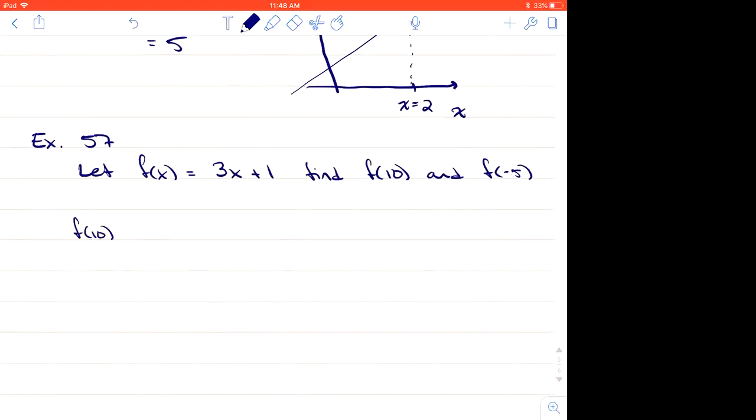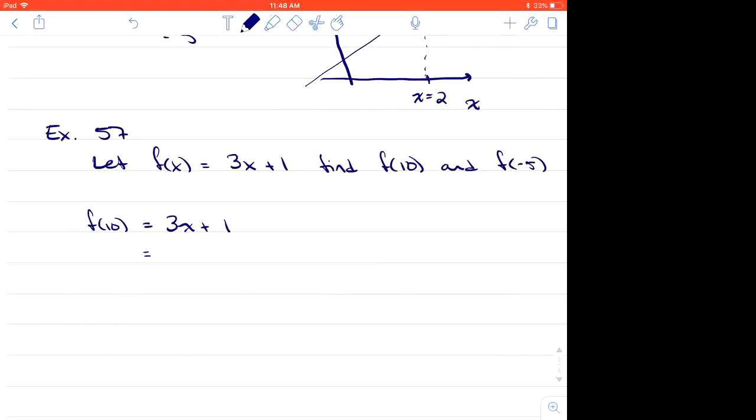F of 10 is going to be, I'll start out with 3x plus 1. I like to always start out with the plain equation and then I plug in my values after. So 3, and I know that x has to be 10, plus 1. 30 plus 1 is 31. So f of 10 is 31. Okay.